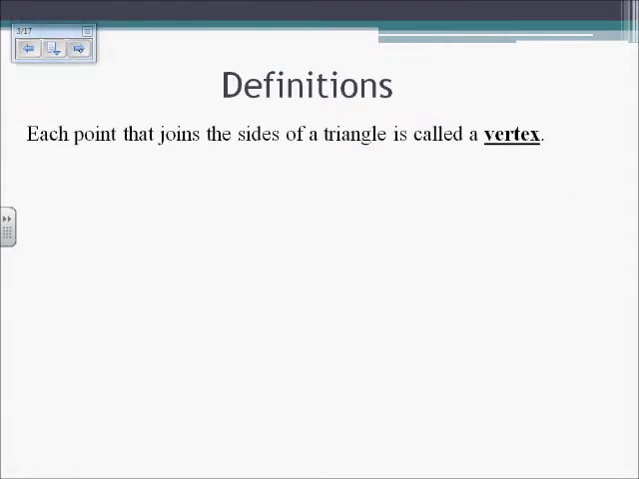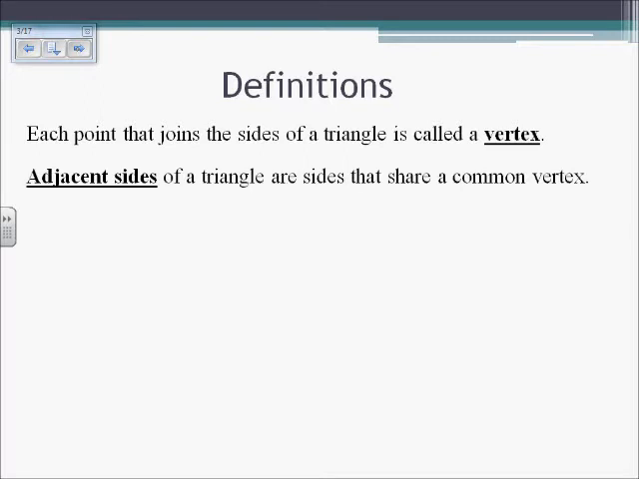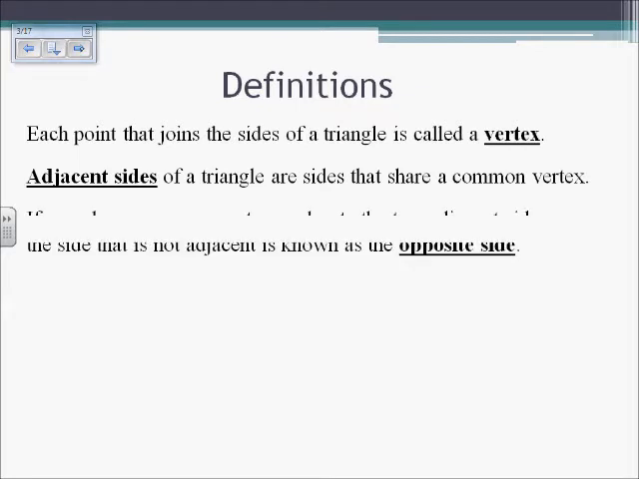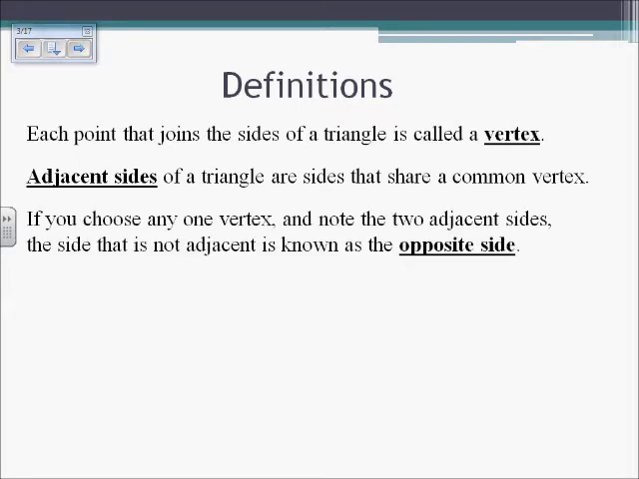Alright, definitions. Each point that joins the sides of a triangle is called a vertex. Adjacent sides of a triangle are sides that share a common vertex. If you choose any one vertex and not the two adjacent sides, the side that is not adjacent is known as the opposite side.